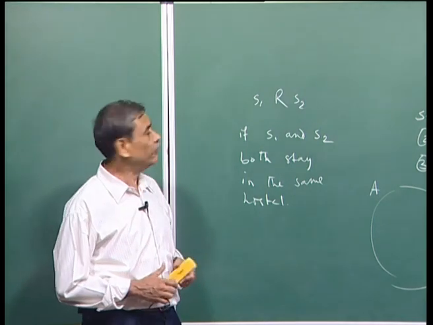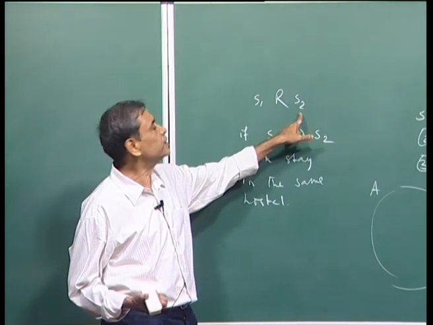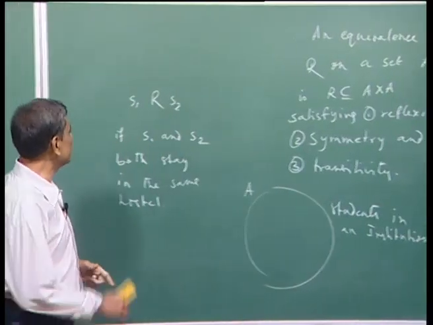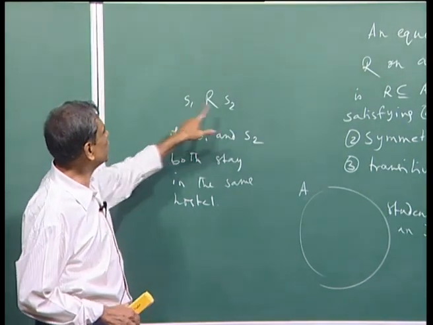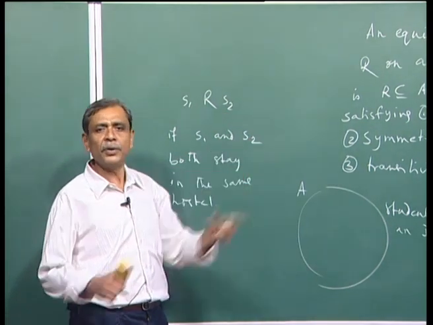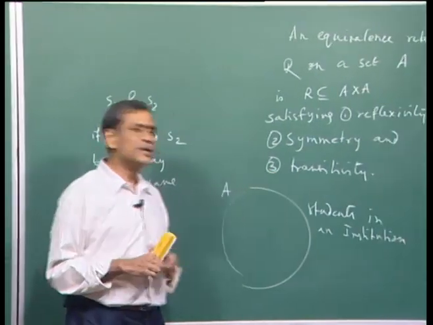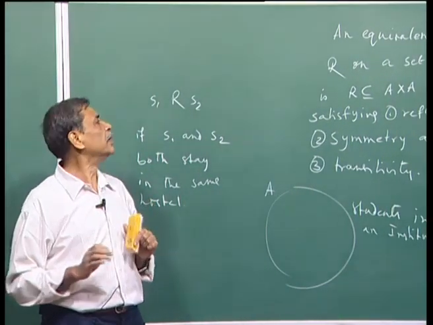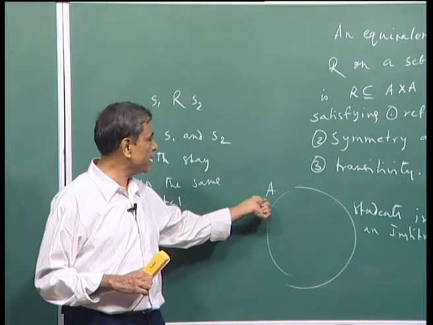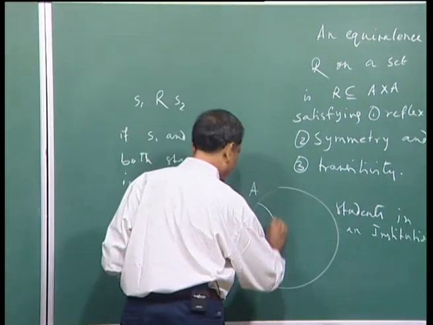Then symmetry, if the student S 1 lives in the same hostel as the student S 2, that of course means the student S 2 also lives in the same hostel as the student S 1. So symmetry is satisfied, and transitivity is also similarly satisfied. Suppose S 1 and S 2 live in the same hostel, and S 2 and S 3 also live in the same hostel. Therefore, all three live in the same hostel. Therefore, S 1 and S 3 also live in the same hostel. So, transitivity is satisfied. The important aspect of an equivalence relation is that it partitions the set on which the relation is defined into a number of equivalence classes.